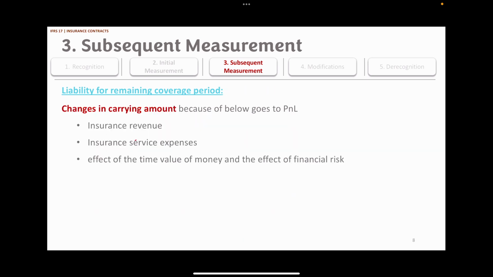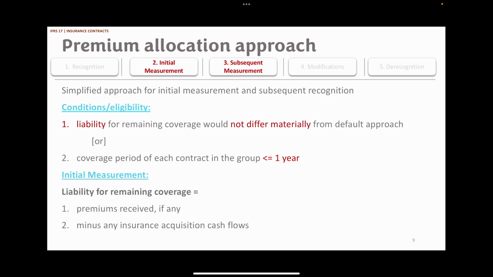We looked at several components that could affect the carrying value of an insurance contract. The changes in carrying amount because of the following go to P&L: insurance revenue, service expenses, effect of time value of money, or effect of financial risk. Now let's look at an alternate approach permitted under IFRS 17, a much more simplified approach, provided certain conditions are met. 1. The liability under this approach does not materially differ from the default approach in IFRS 17, or 2. the contractual tenure of the contract is less than 1 year.